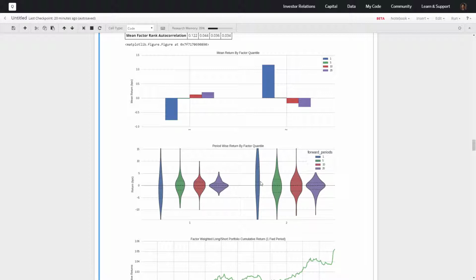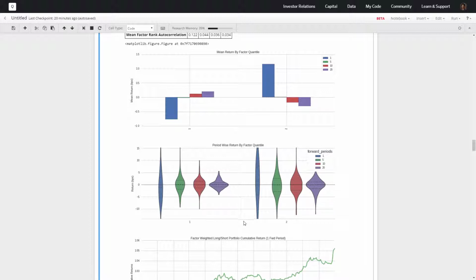The second quantile, which is the one that you want to go long on, this is the one that you want to go short on, this is the one you're going to go long on, is significantly above zero, which is always a bonus. But these seem to be insignificantly different from zero. So this is the 5, the 10, and the 20 days.